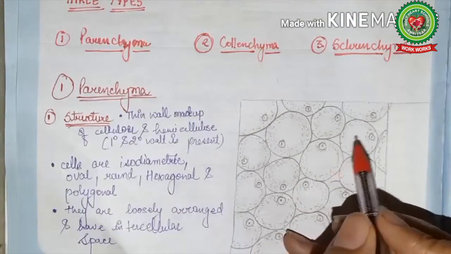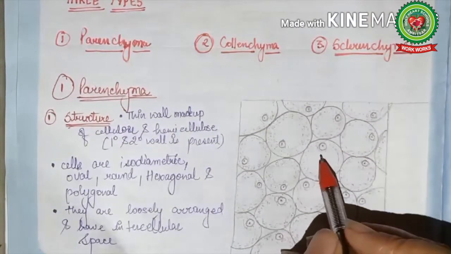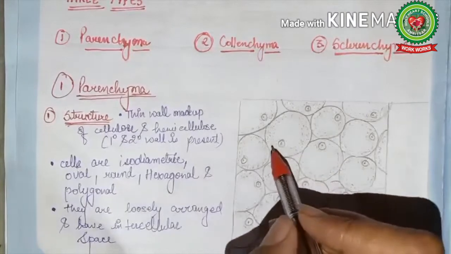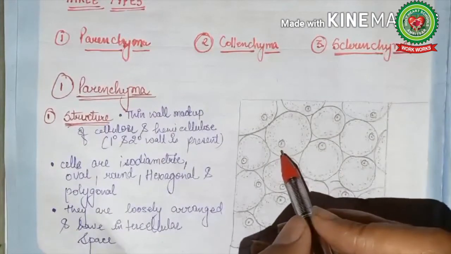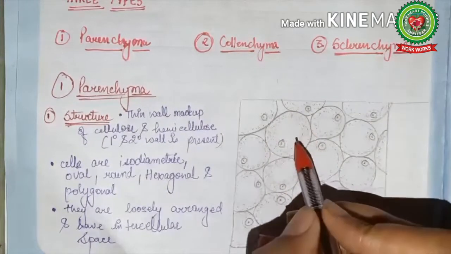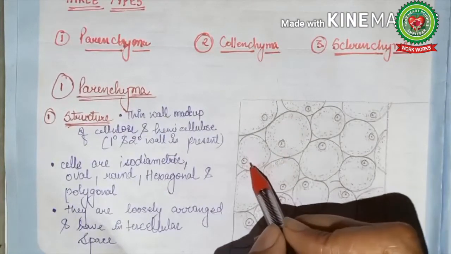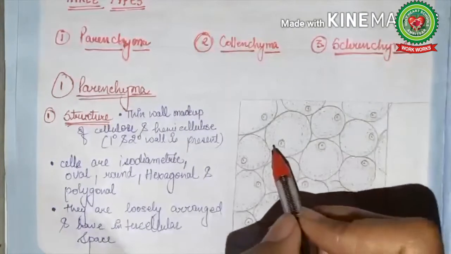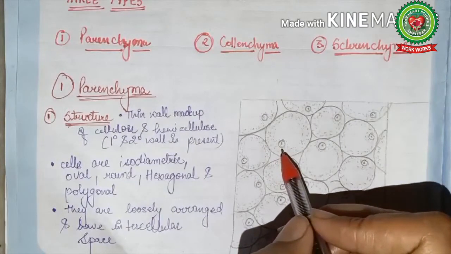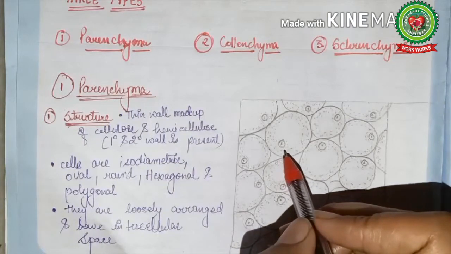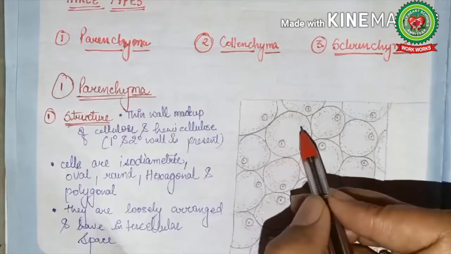having these intercellular spaces. Now, these cells have a prominent nucleus with dense cytoplasm, and in the center you can see here this region is representing a large vacuole. The major function of this kind of cells is to store the food, and for the storage of food vacuoles are required. That is the reason large vacuoles are present here.